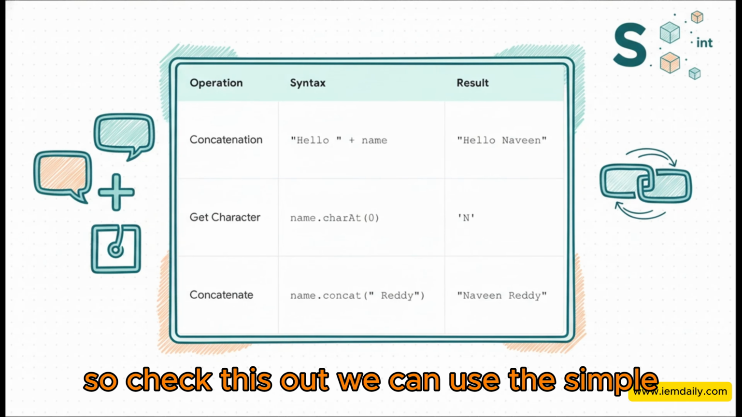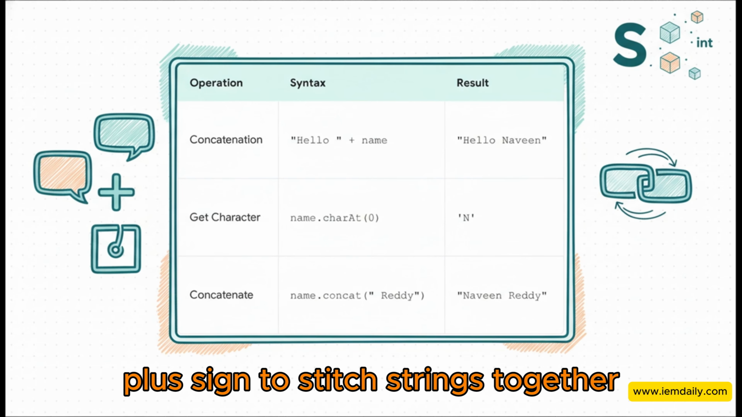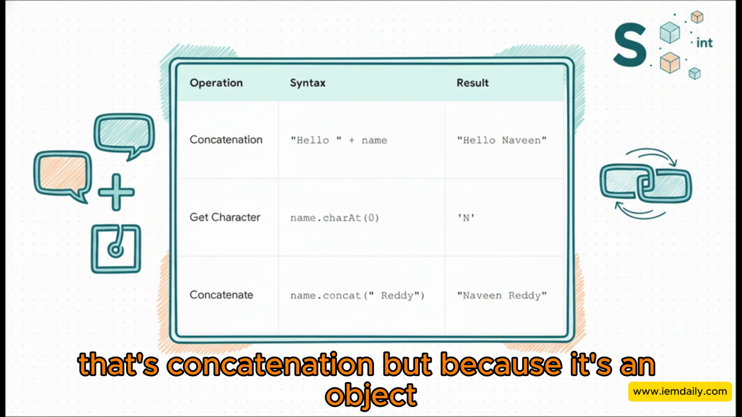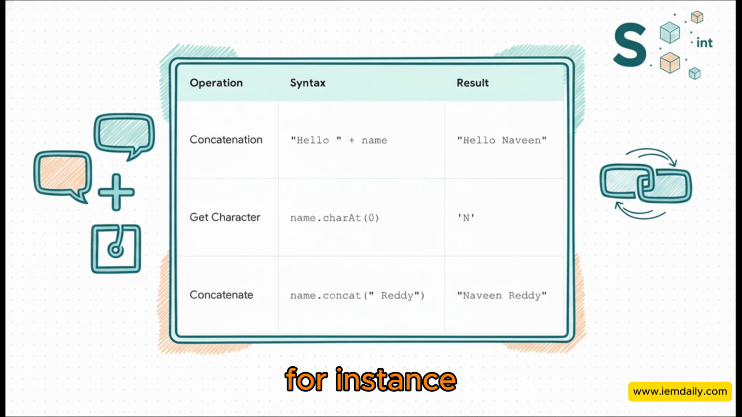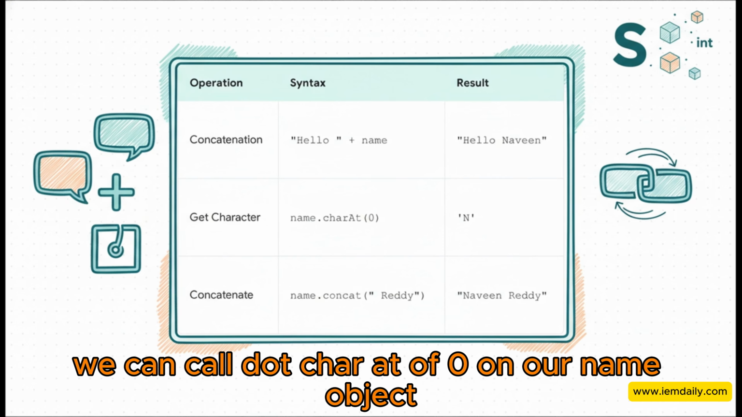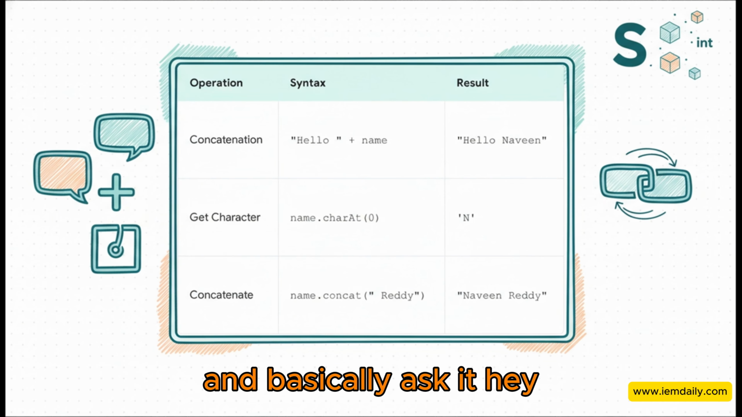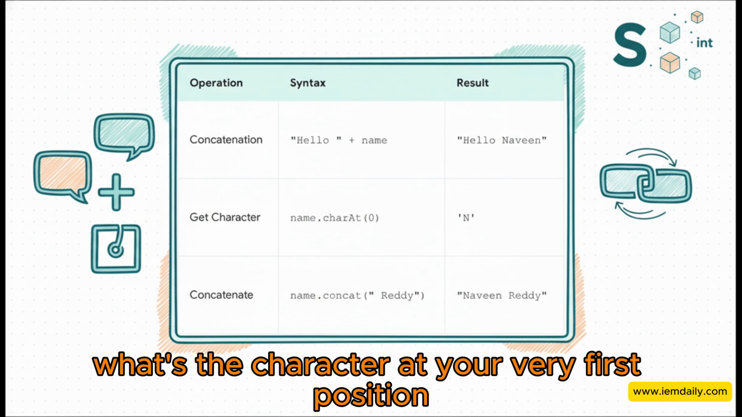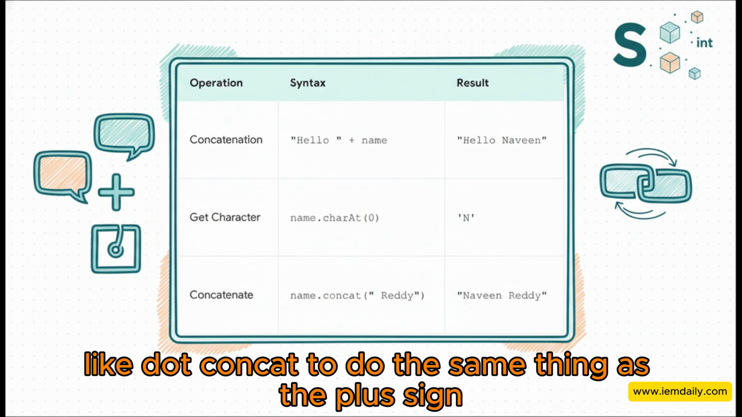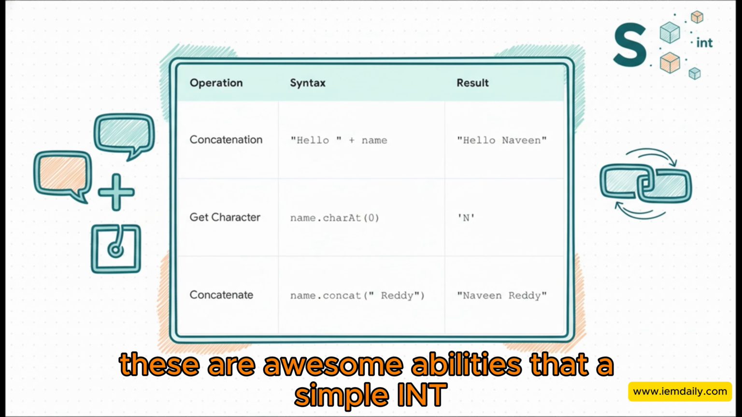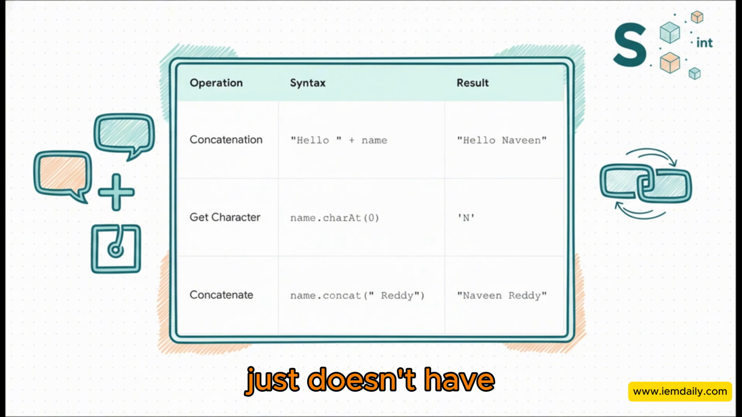So check this out. We can use the simple plus sign to stitch strings together. That's concatenation. But because it's an object, we can also use its built-in tools. For instance, we can call .charAt(0) on our name object and basically ask it, hey, what's the character at your very first position? We can also use other methods like .concat to do the same thing as the plus sign. These are awesome abilities that a simple int just doesn't have.